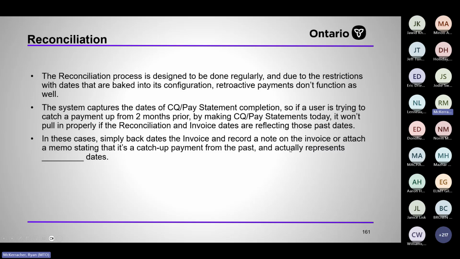Reconciliation process is designed to be done regularly. The system captures the dates of CQ pay statements completion. So if a user is trying to catch a payment up from 2 months prior, by making CQ and pay statements today, it won't pull in properly if the reconciliation and invoice dates are reflecting those past dates. So if you don't do your diary for a month, you can't backdate your diary and have the quantities pull in. The invoice would have to be caught up to the date that you did your diary. In these cases, simply backdate the invoice and record a note on the invoice or attach a memo stating that it's a catch-up payment.